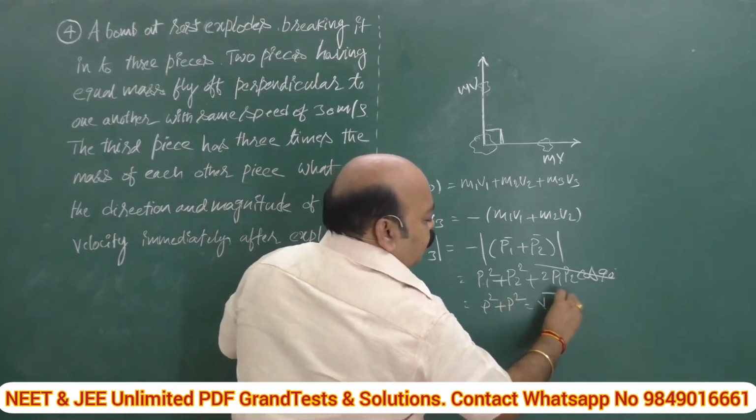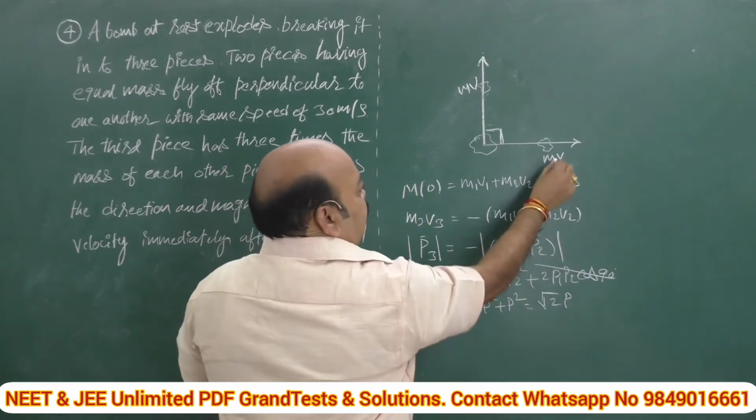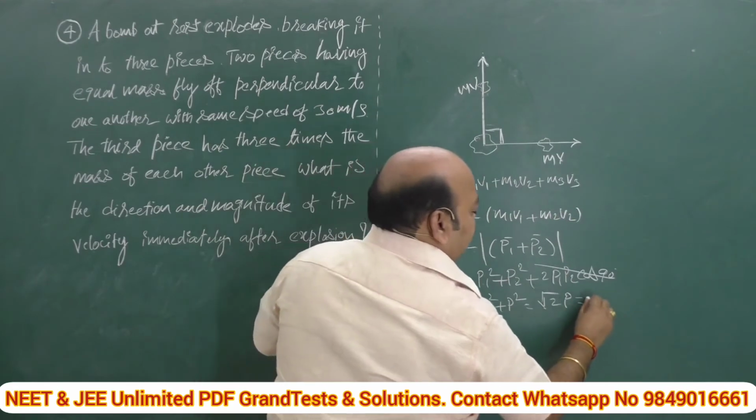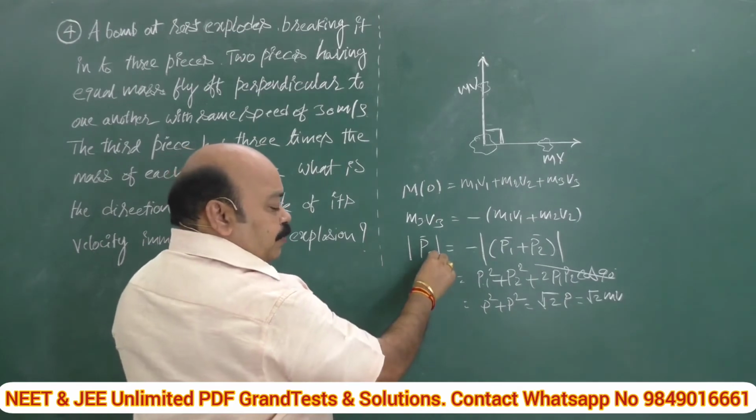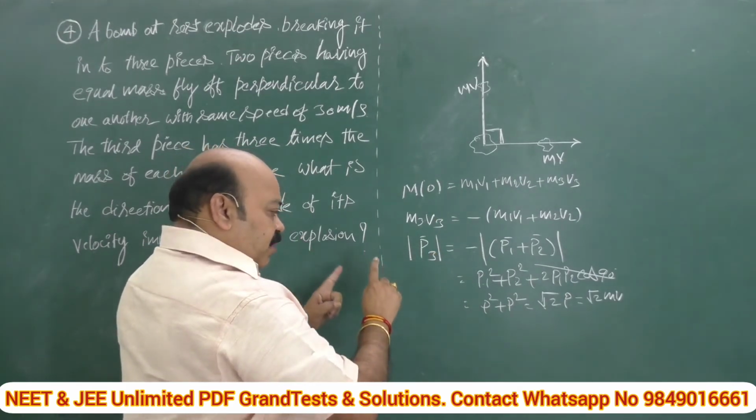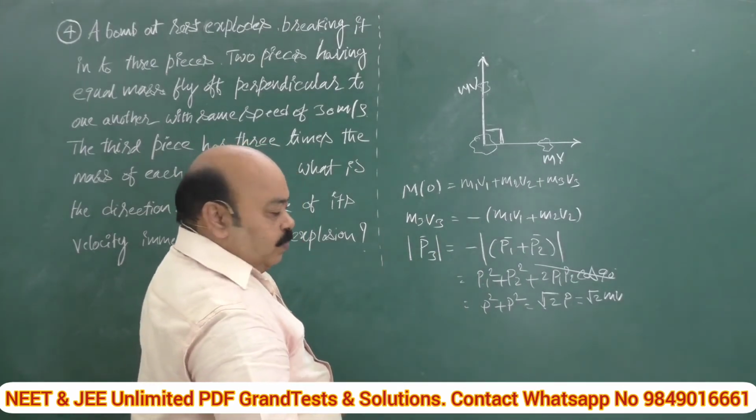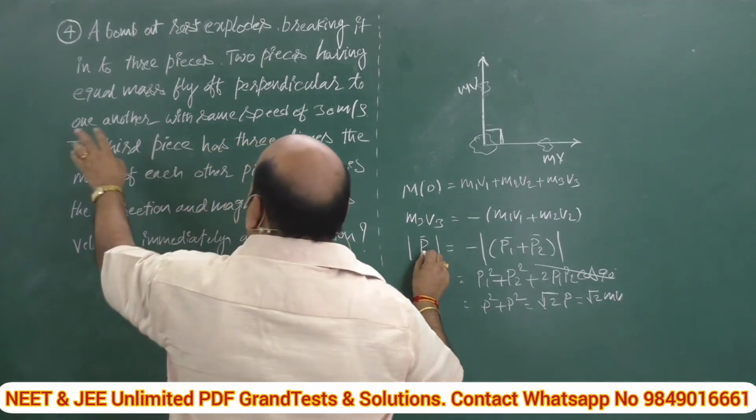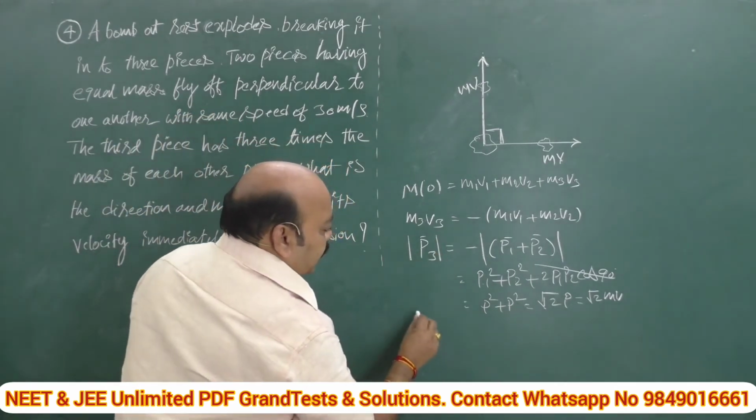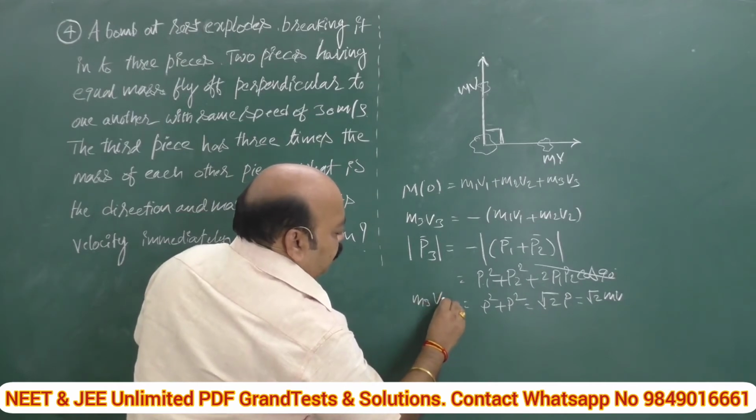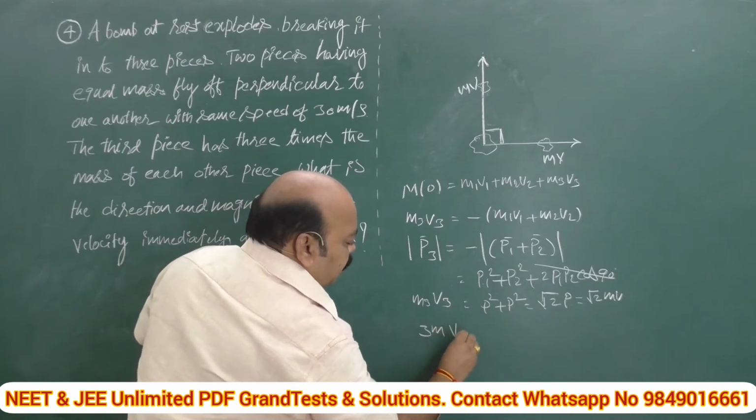It is equal to root 2 P. What is P? Now let us come to this one. It is nothing but root 2 into mv. What about P3? The product of mass of the third piece and its velocity we have to write. What is the mass of this one according to the given data? It is 3 times of each part. That's why m3 into V3. In the place of m3, shall I write 3m into V3?